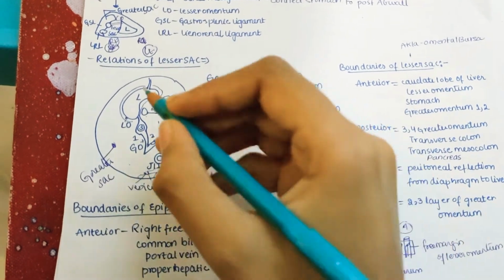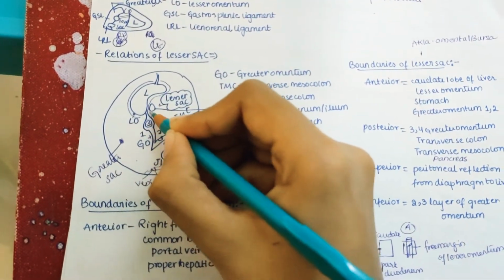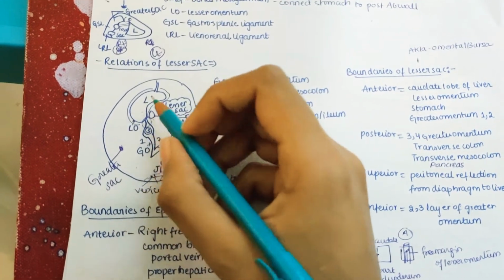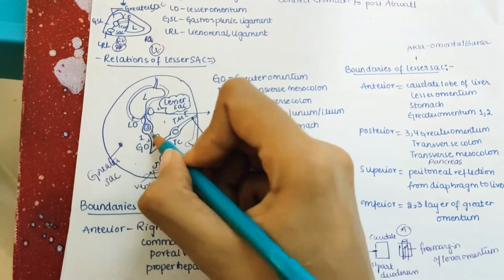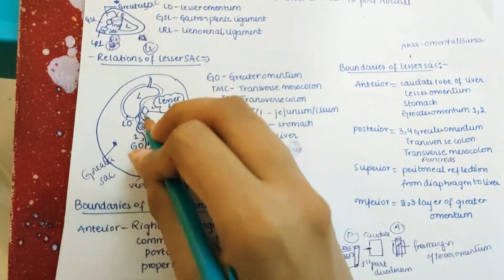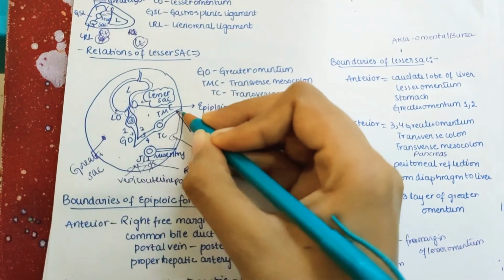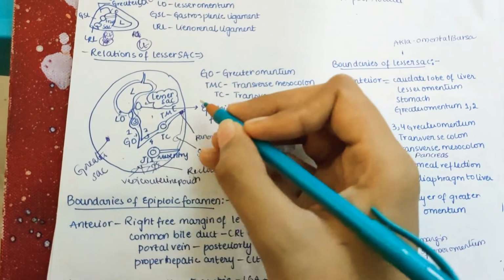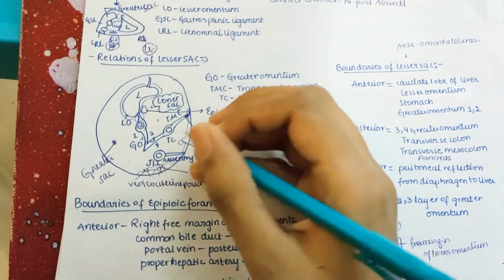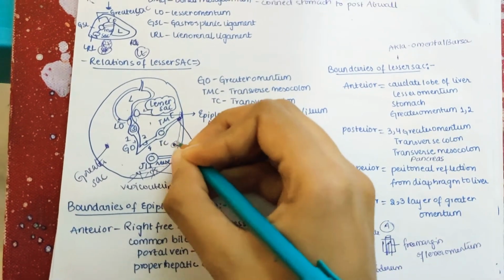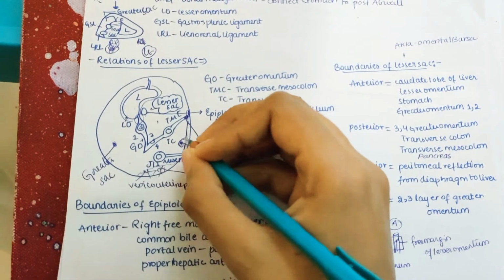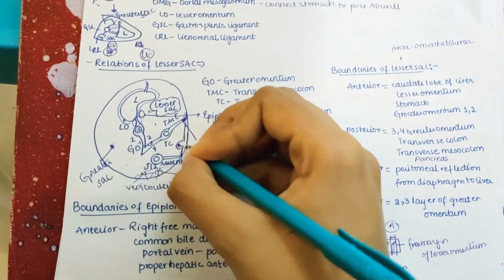Then where is the lesser omentum? This is the lesser omentum. The lesser omentum is the one connecting the liver to the stomach. This is the liver, this is the stomach, and this is the transverse colon. Here you have the epiploic foramen, and here you will have the pancreas and also kidneys because they are retroperitoneal. Here you have the small intestine, and behind the small intestine you have the mesentery which is connecting the small intestine to the posterior abdominal wall.